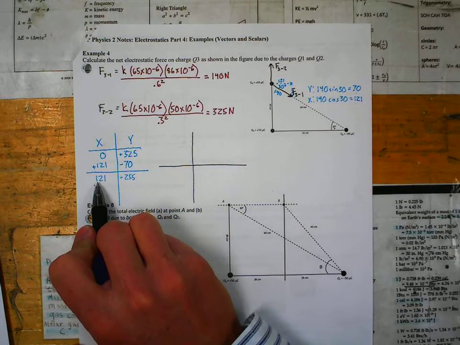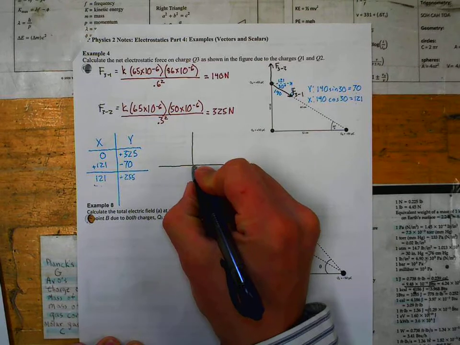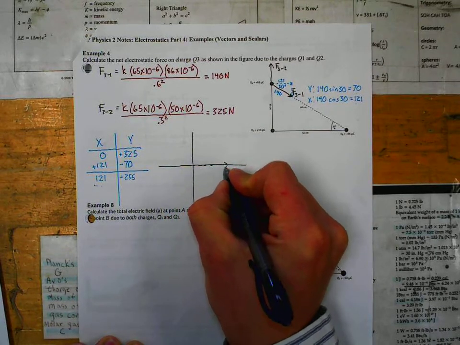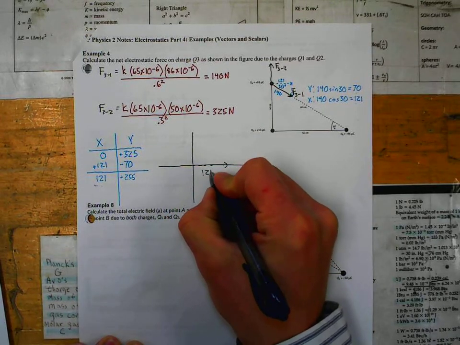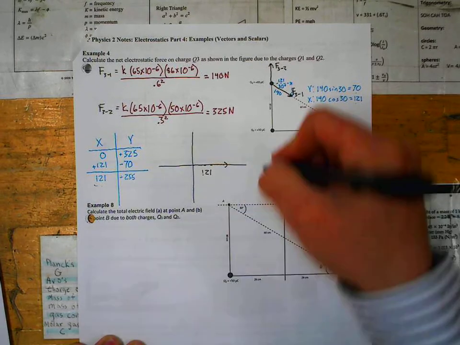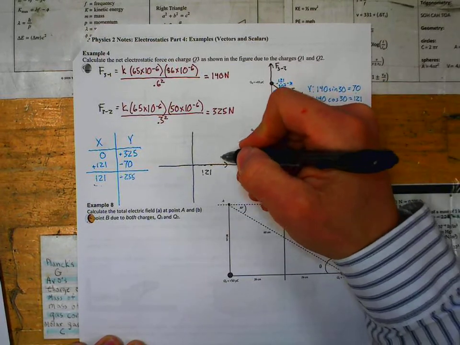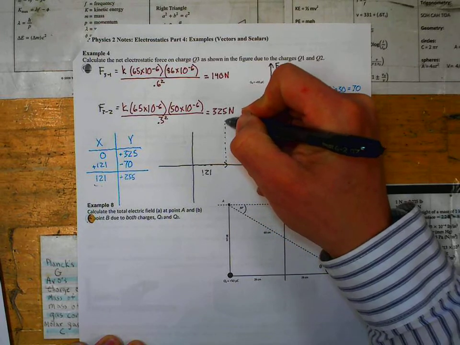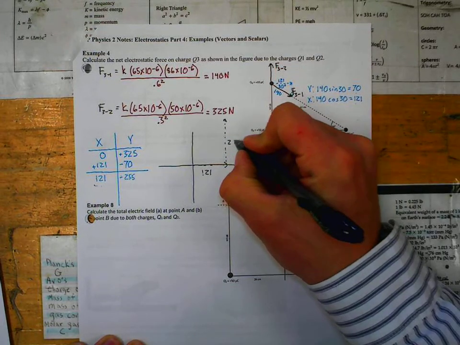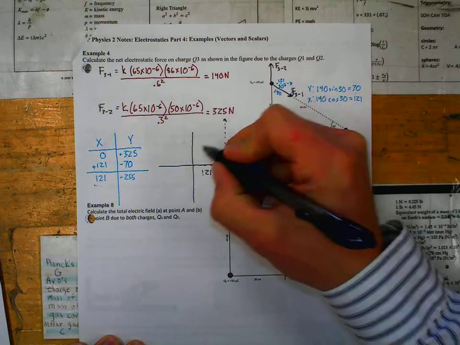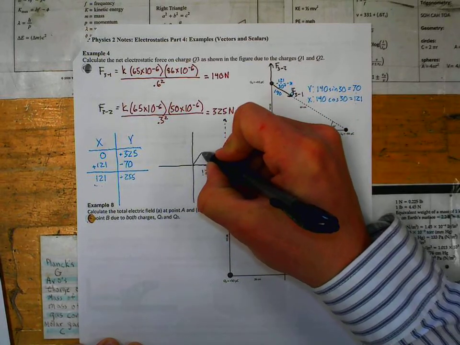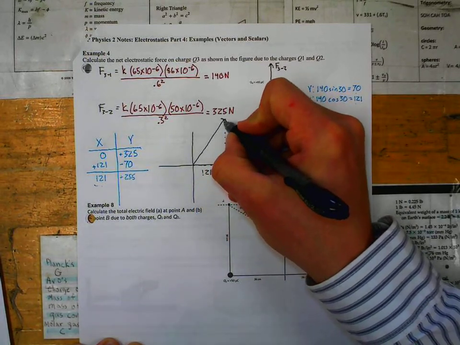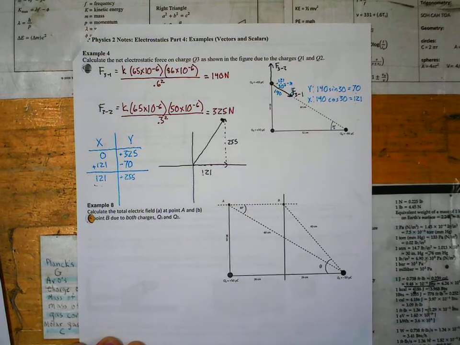Okay, so let's see if we got this right. I always do the X first, so I'm going to go over 121. And this is just a sketch. You don't have to necessarily draw it to scale. We kind of try. And then I'm going to go up 255. And now I simply have to find the value of that vector, right there.